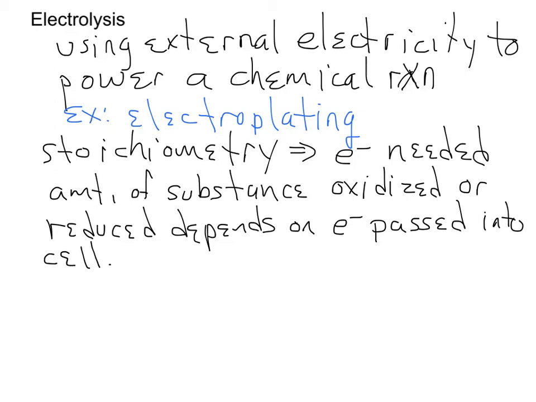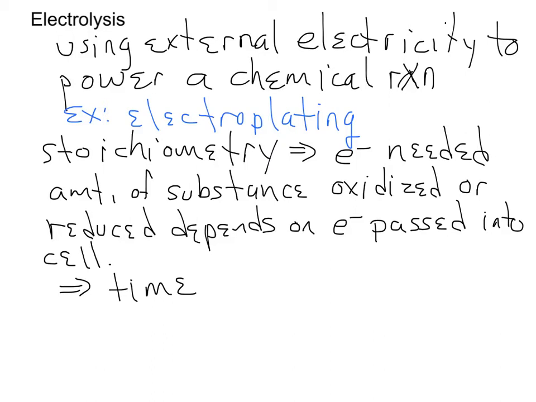Now, if you think about this, you could have a certain number of electrons passed into a cell, but what if you waited even longer? You'd be passing more electrons into a cell. So as long as you have a good battery and you keep the electrolytic cell connected, you can keep forcing more and more electrons into the cell until you're done doing whatever kind of electroplating that you want to do. The longer you keep it connected, the more reaction you have taking place. So time is going to be another component of the equations that we use with electrolysis.